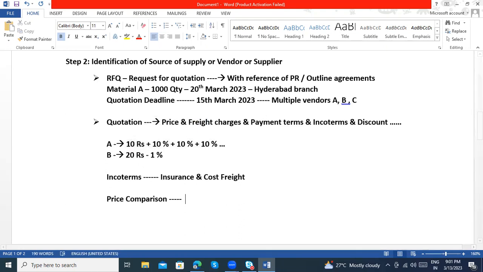When the system is comparing all these vendors, it will give rank 1, rank 2. And you have the option that if you want to reject, you can reject the quotation from here itself. Clear? Is it clear? Any questions here? Yes, sir.